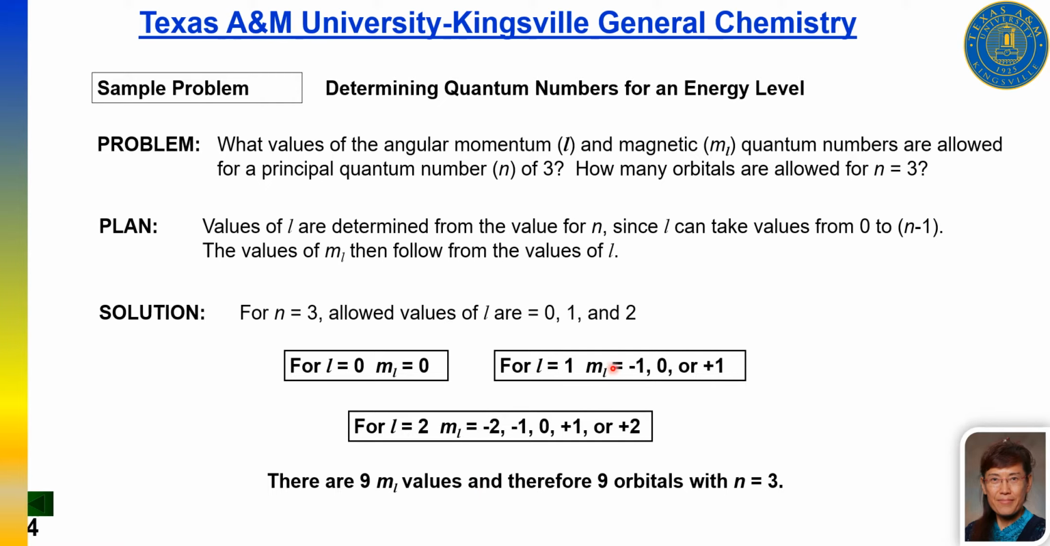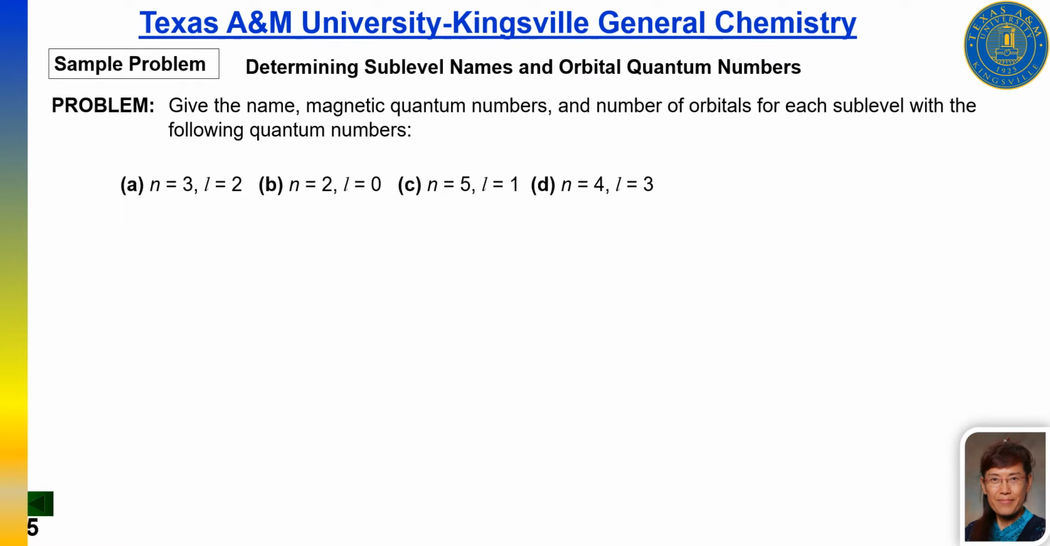How are you going to determine it? Your L can be 0, 1, 2, 3. Therefore, your ML will range from -3 to +3: -3, -2, -1, 0, +1, +2, and +3. So totally, you are going to have 4 to the power 2, 16 different orbitals if your n is 4. So let's try to determine the name of your associated orbital.